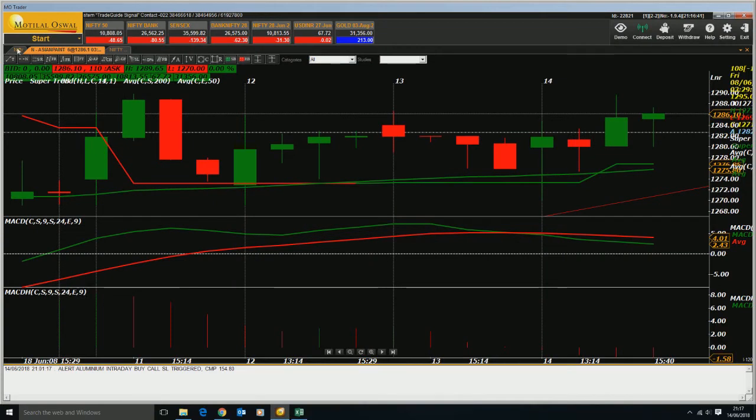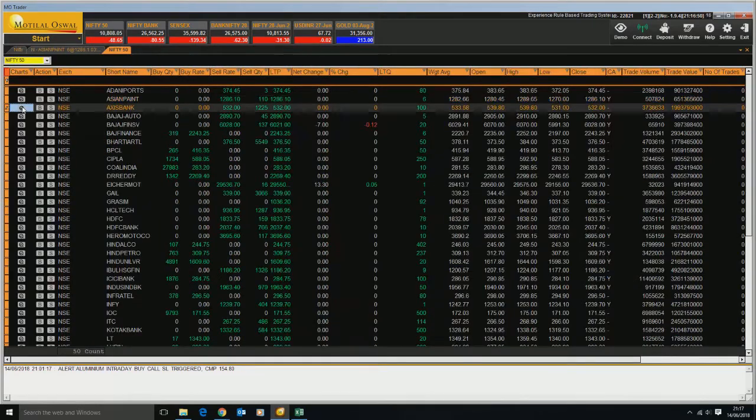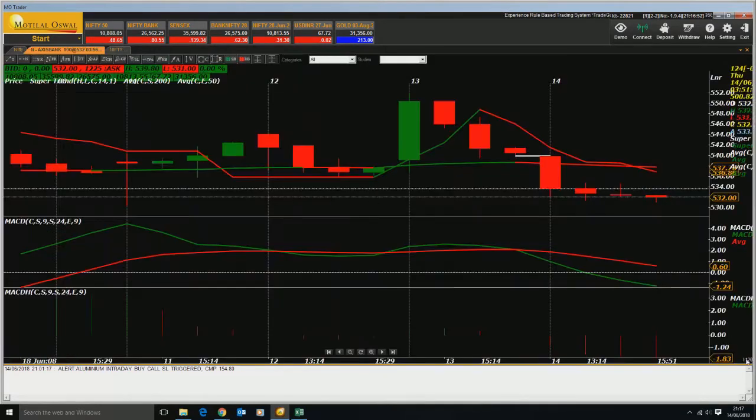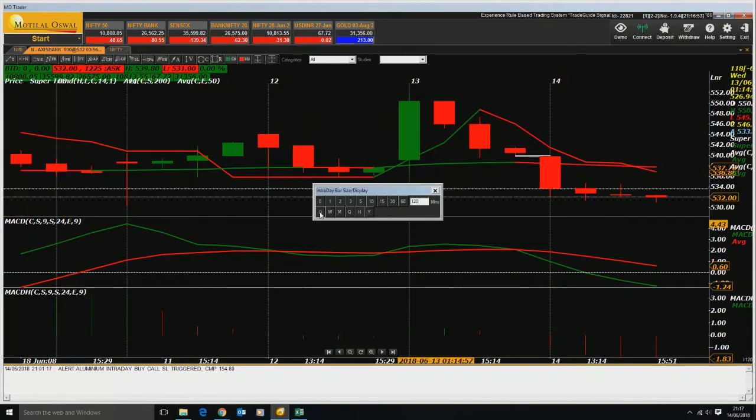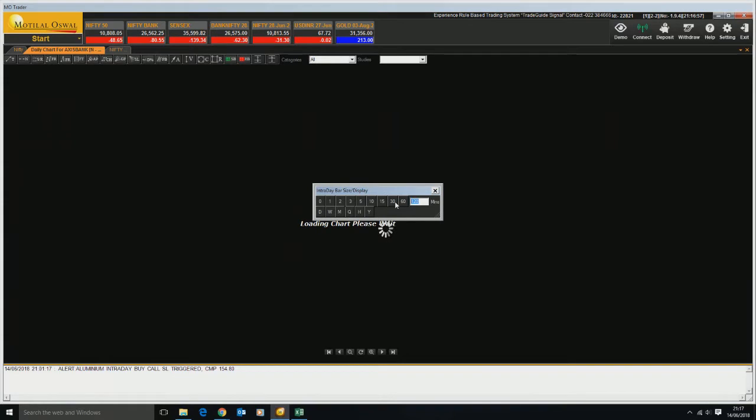Let's see. Okay. Axis Bank. So if I go on to my study time frame, I would like to see daily. If it's not coming, I can go with the 375 minutes.